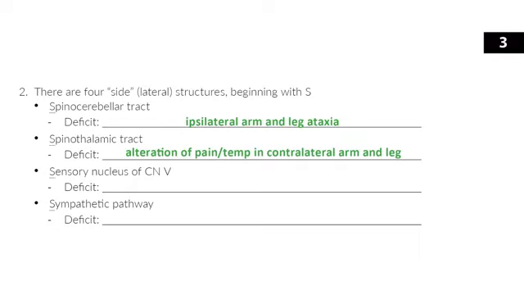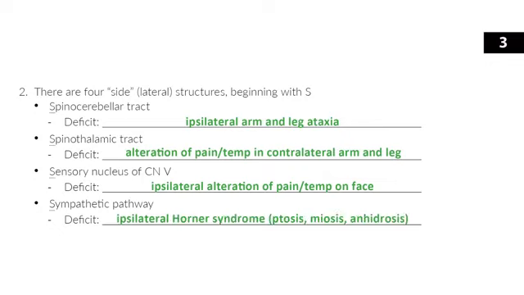Then you have the sensory nucleus of cranial nerve 5, which would cause ipsilateral alteration of pain and temperature sensation on the face. And the last S is the sympathetic pathway, and the deficit is ipsilateral Horner syndrome, which is that triad of ptosis, miosis, and anhidrosis. So that's the rule of 4s. Now, it probably seems complicated, but as we work through these various brainstem stroke syndromes, you're going to see how these rules simplify things and help you put it all together.